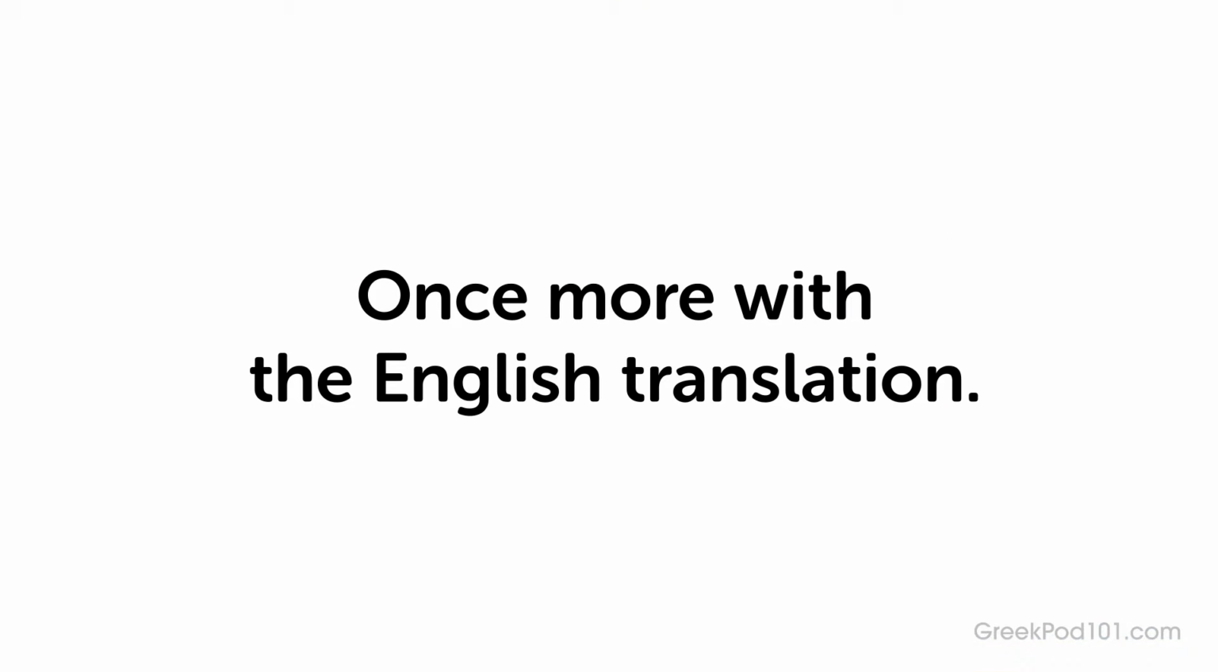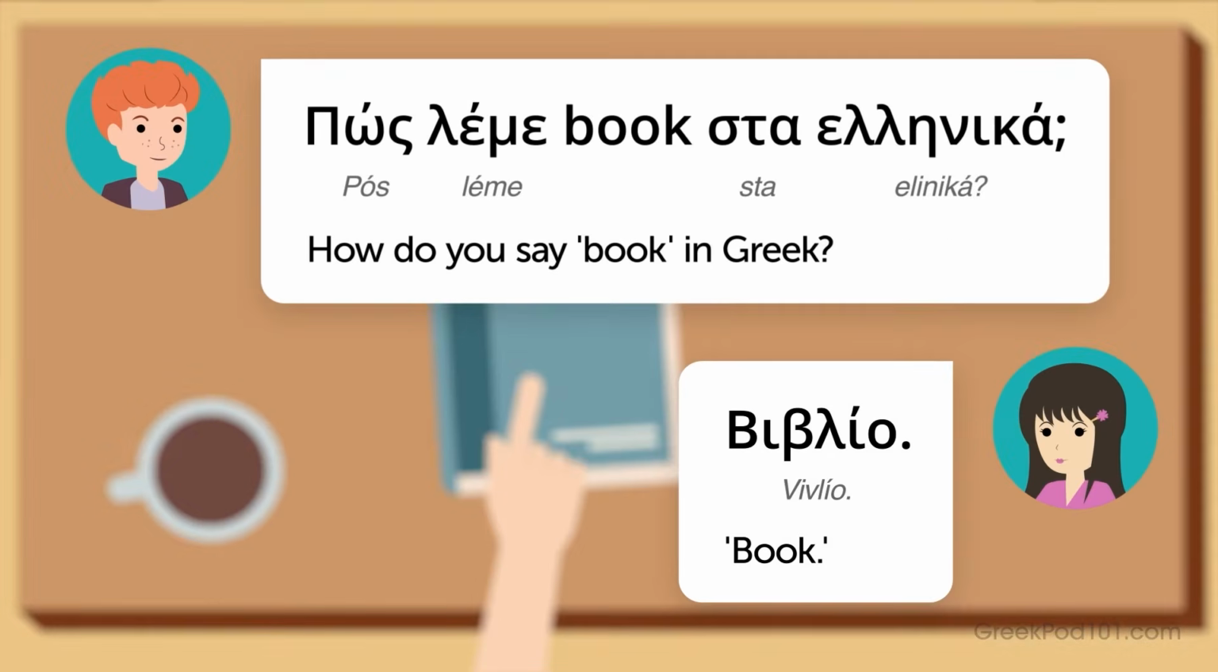Once more with the English translation. Πώς λέμε book στα ελληνικά? How do you say book in Greek? Βιβλίο. Book.